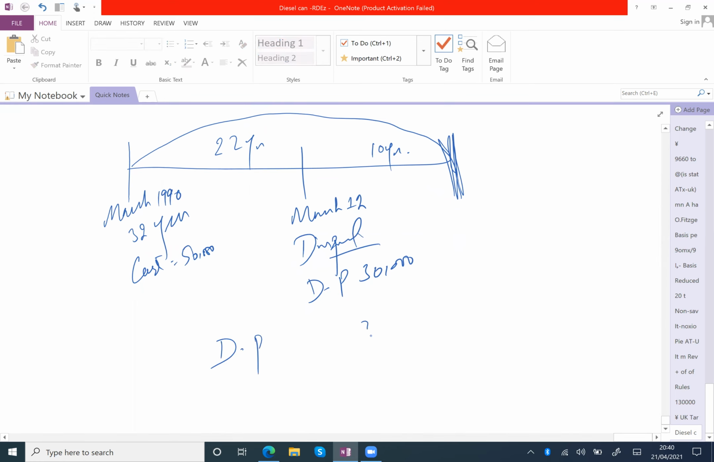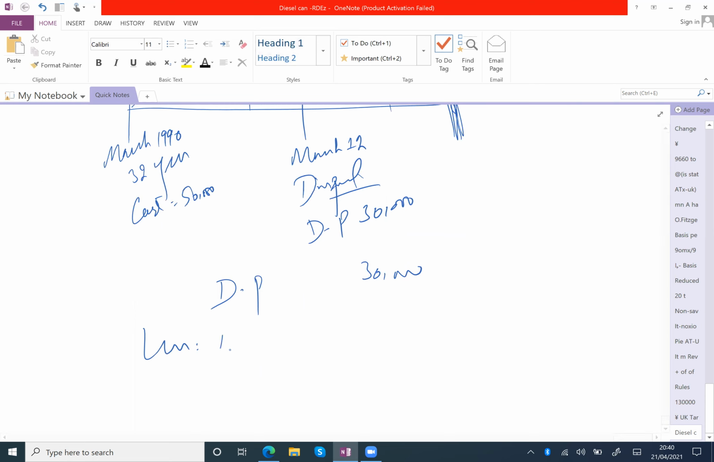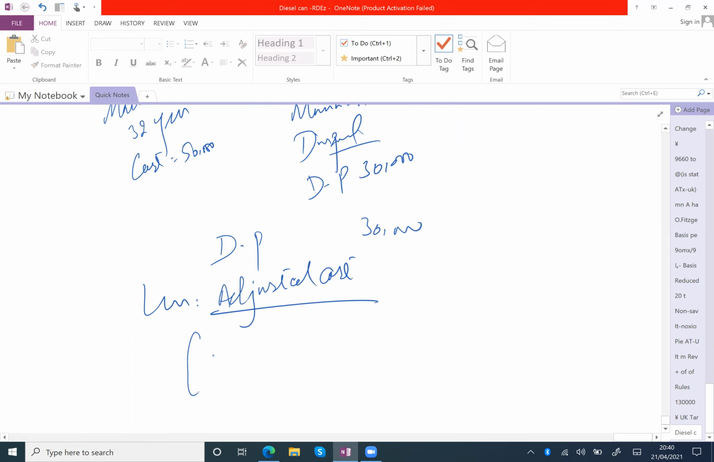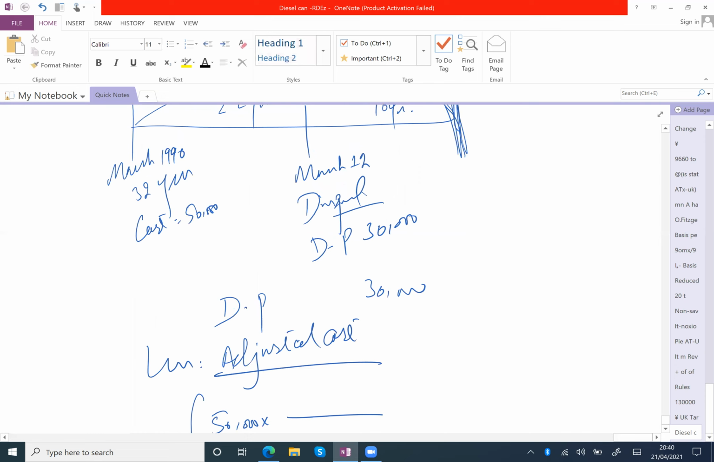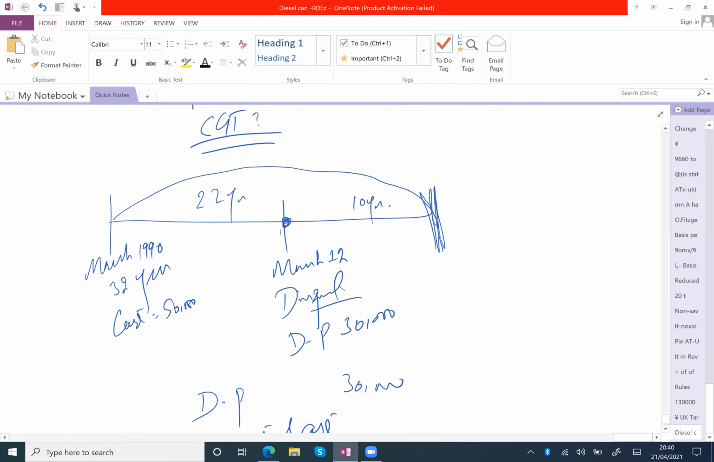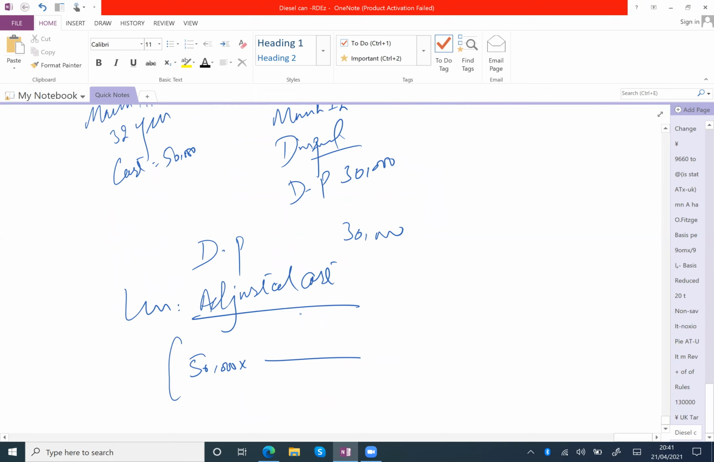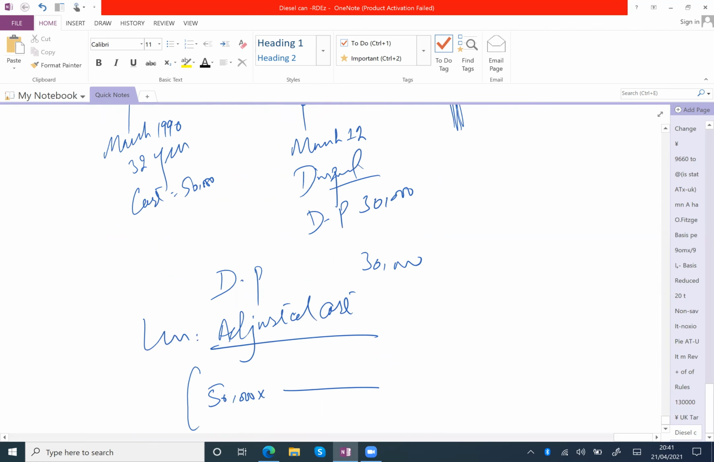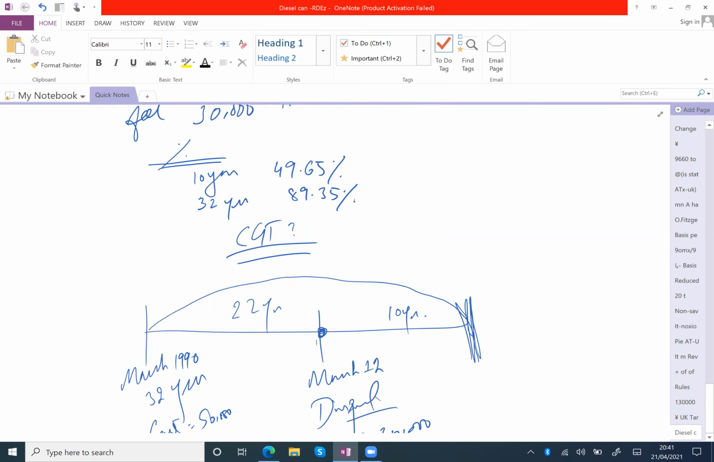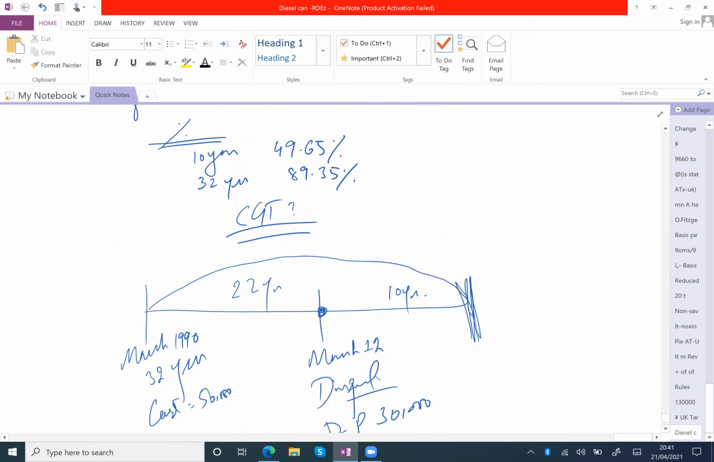Now DP 30,000 less adjusted cost. Adjusted cost formula is total cost 50,000 multiply percentage remaining on disposal date. Go to the timeline: on disposal date, how many years are left? 10. So what is the percentage for 10 years? 49.65.